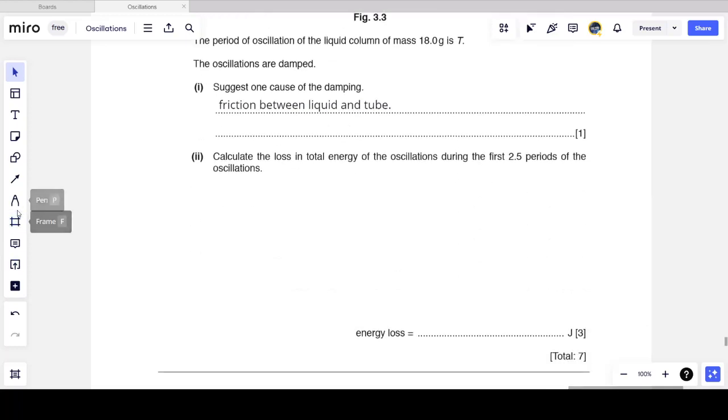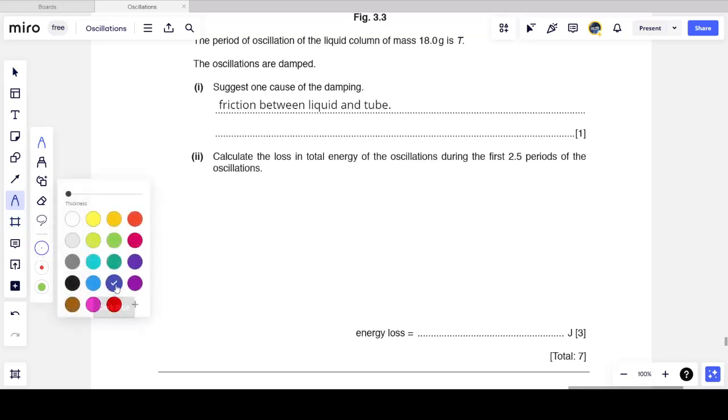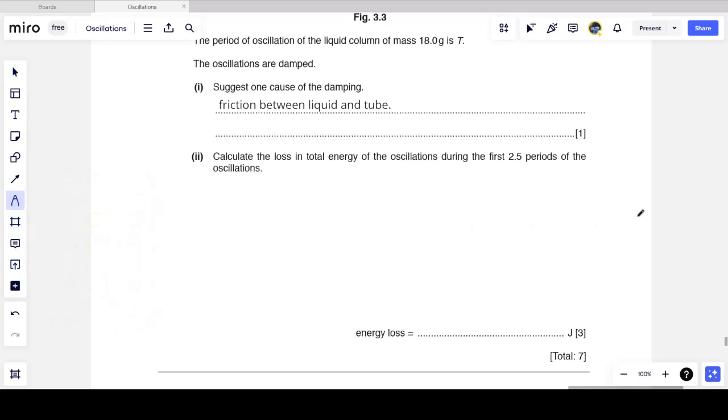Now, in the next question, they ask us very specifically to calculate the loss in total energy of the oscillations during the first 2.5 periods of the oscillations. So they're not asking us to calculate the ratio, but the loss. So what I need is the initial energy minus the energy after 2.5 periods have passed.